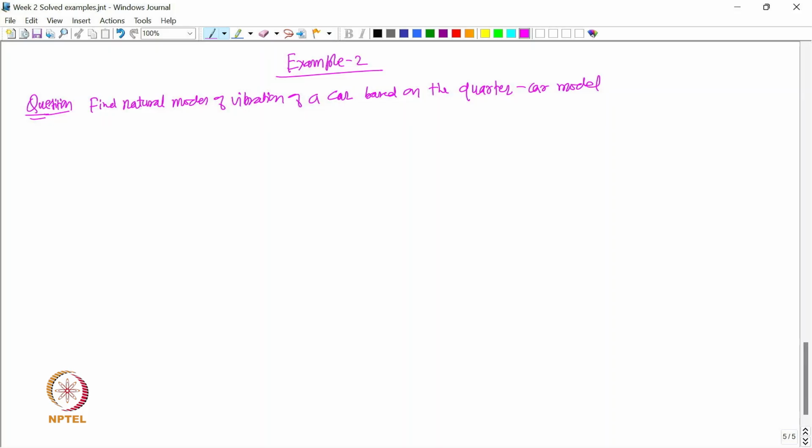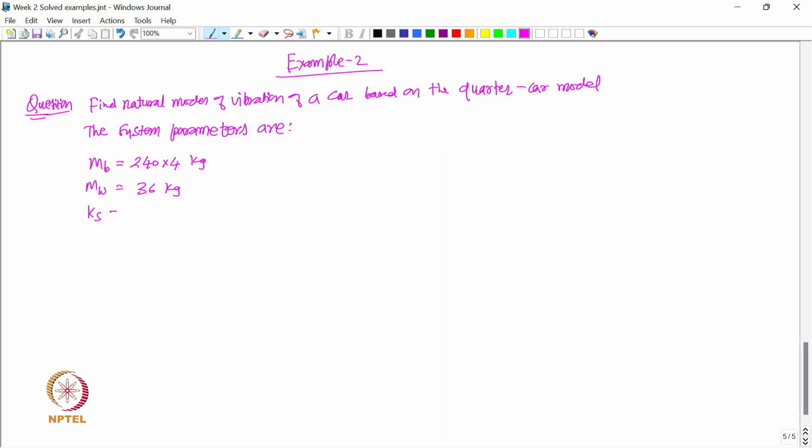And what are the quantities which are given? So, the system parameters are, let me write here, the mass of the car body has been given as 240 into 4 kg, right. Mass of the wheel, one wheel, is 36 kg.